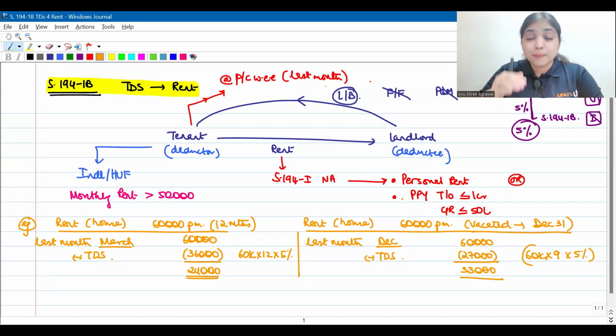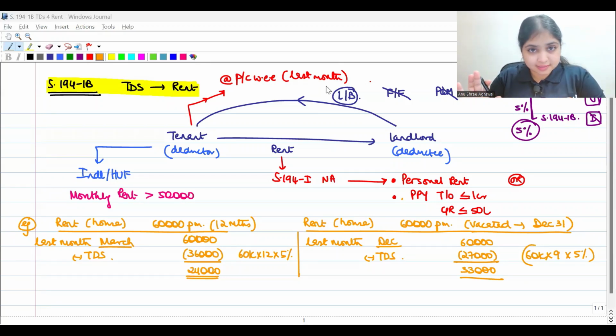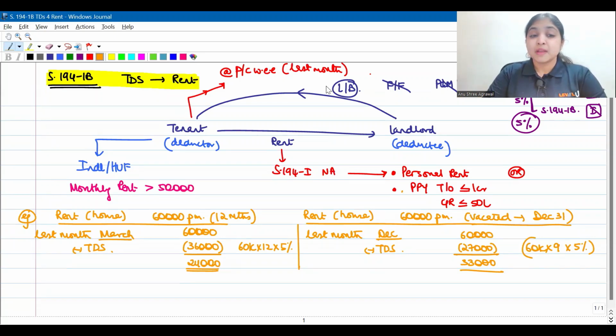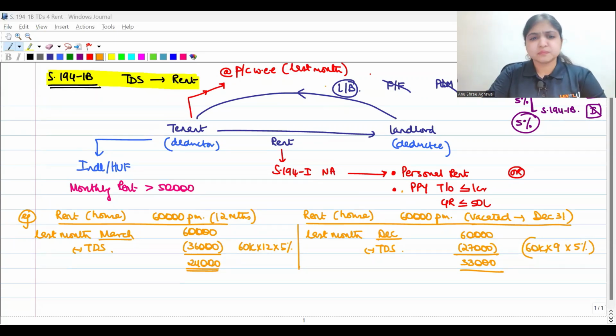If the tenant has occupied the property for the entire year, we will do the deduction in the month of March. But if the tenant vacates the property in between the year, then in the last month of tenancy, that is in the last month in which he is vacating the property, in that month we will deduct the tax. Alright guys, now listen, taking you forward to the next point, under 194IB only, I have to give you 2 more examples.